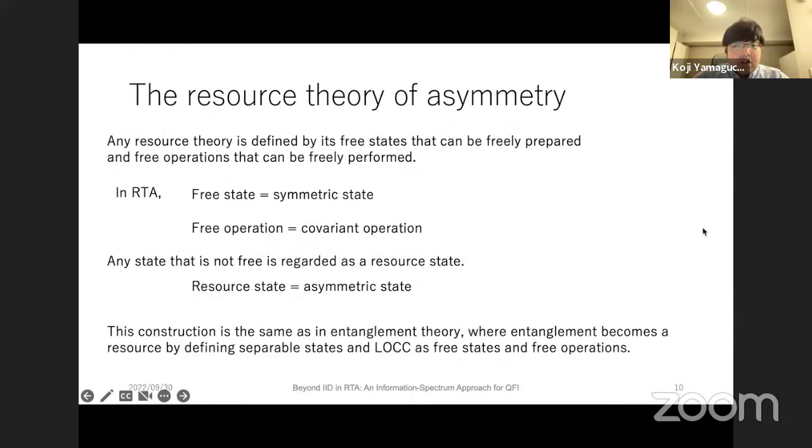Of course, as you may know, any resource theory is defined by its free states that can be freely prepared and the free operations that can be freely performed. And in the resource theory of asymmetry, a free state is a symmetric state and a free operation is a covariant operation. And any state that is not free is regarded as a resource state. So the resource states in the resource theory of asymmetry are asymmetric states. And this construction is, of course, the same as the entanglement theory, where entanglement becomes a resource by defining separable states and LOCC as free.